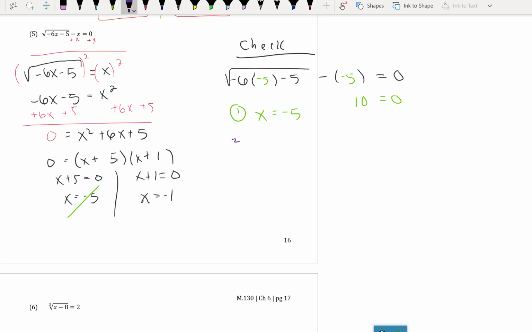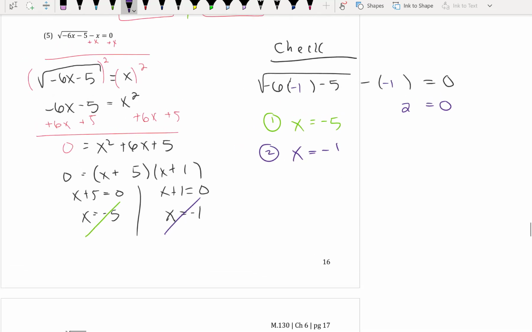Now let's try this for x is equal to a -1. So I'm going to plug in a -1. Let's see what we end up getting. So I have the square root of -6 times my -1 minus 5 minus my -1, and I get 2 is equal to 0. So that's not a good answer either.